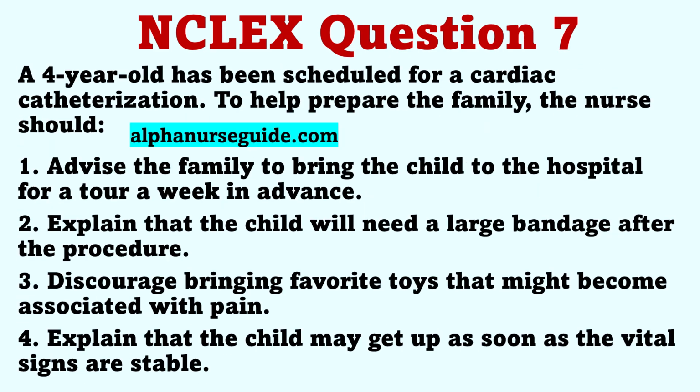A 4-year-old has been scheduled for a cardiac catheterization. To help prepare the family, the nurse should 1. Advise the family to bring the child to the hospital for a tour a week in advance. 2. Explain that the child will need a large bandage after the procedure. 3. Discourage bringing favorite toys that might become associated with pain. 4. Explain that the child may get up as soon as the vital signs are stable.